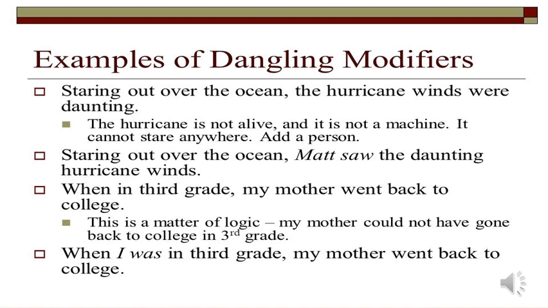In this way, we can avoid the dangling modifier by inserting a subject and verb in the subordinate clause. When I was in third grade, my mother went back to college. This is a correct sentence. And this way we avoid dangling modifiers.